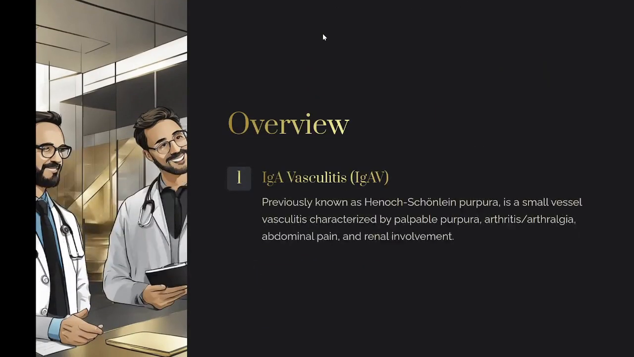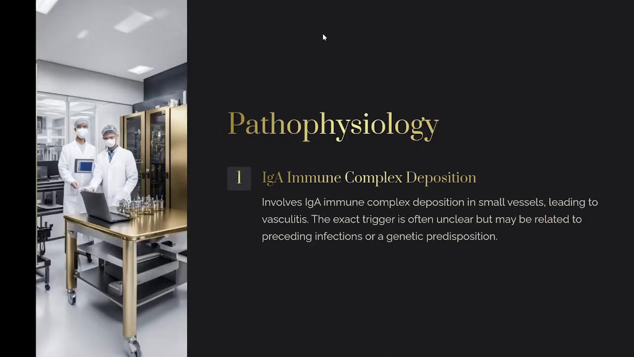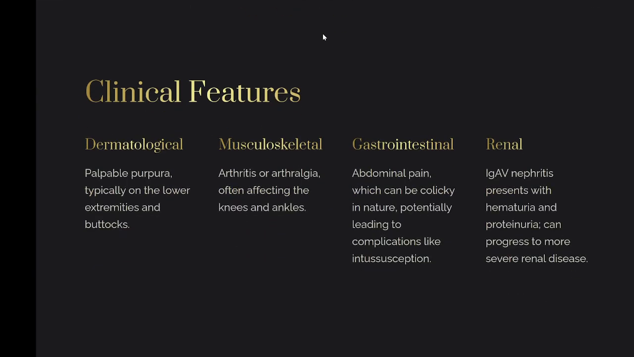Epidemiology. Predominantly affects children, with the peak incidence around 6 years of age. It's more common in males. Pathophysiology involves IgA immune complex deposition in small vessels, leading to vasculitis. The exact trigger is often unclear, but may be related to preceding infections or a genetic predisposition.